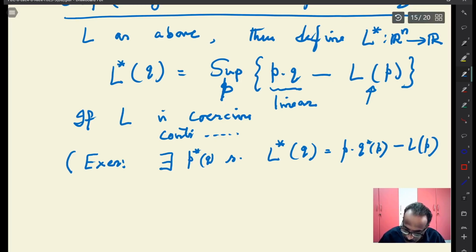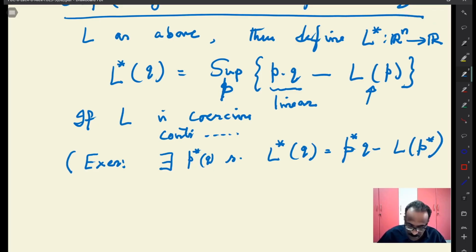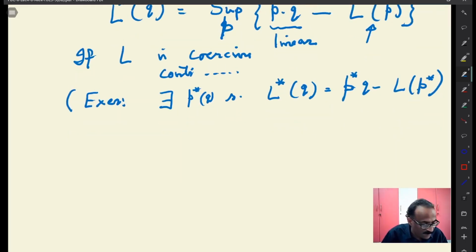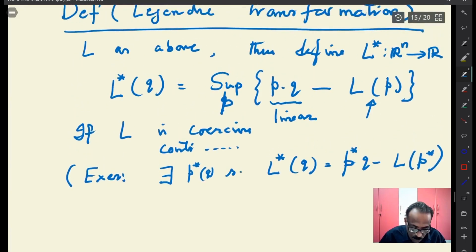So it is attained for any Q. This is attained at some P star of Q. So this is attained: P star dot Q minus L of P star. You see, you always get such a P star. Okay, so that you can do. So what I'm trying to do is that you have L star of Q or P.